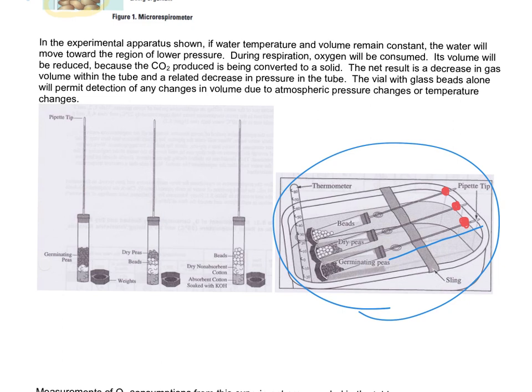Then, using a ruler, you can measure how much that red droplet is moving toward the organism in the vial.